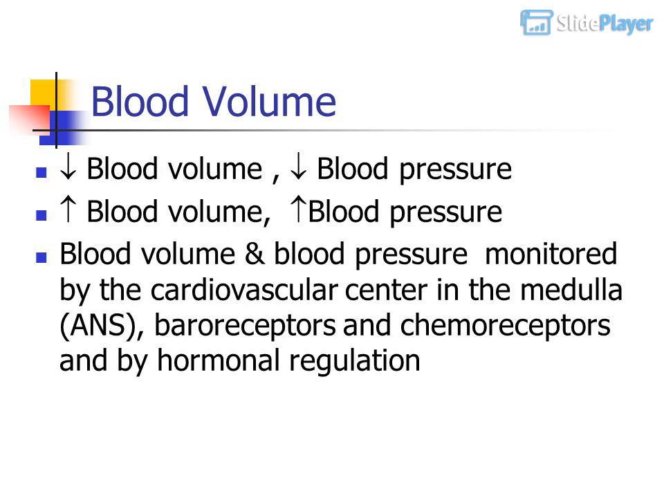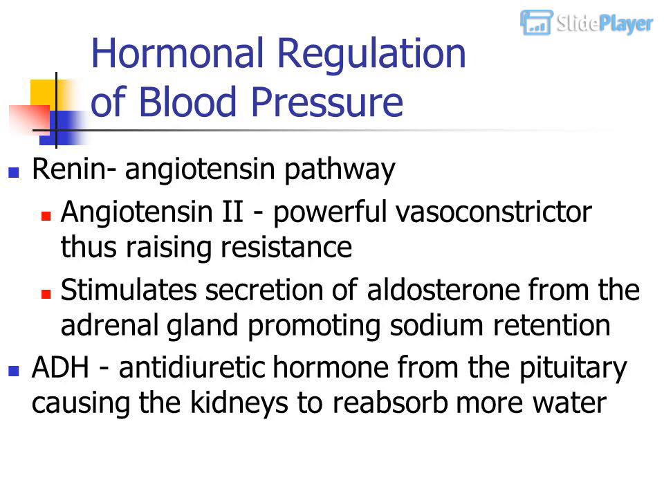Blood volume and blood pressure are monitored by the cardiovascular center in the medulla, the ANS, baroreceptors and chemoreceptors, and by hormonal regulation. Hormonal regulation of blood pressure: the renin-angiotensin pathway. Angiotensin II is a powerful vasoconstrictor, thus raising resistance. It stimulates secretion of aldosterone from the adrenal gland, promoting sodium retention. ADH, antidiuretic hormone from the pituitary, causes the kidneys to reabsorb more water.